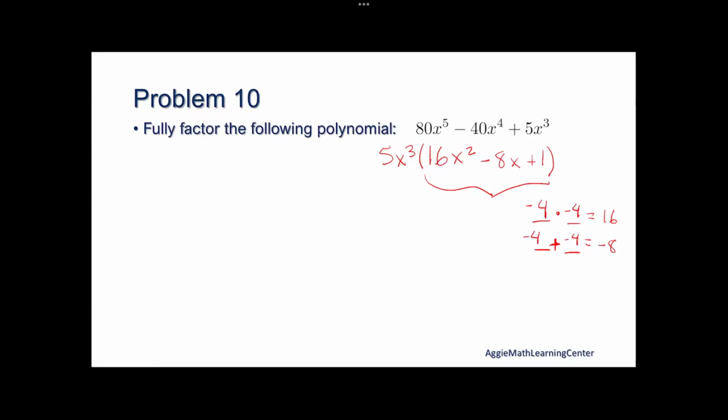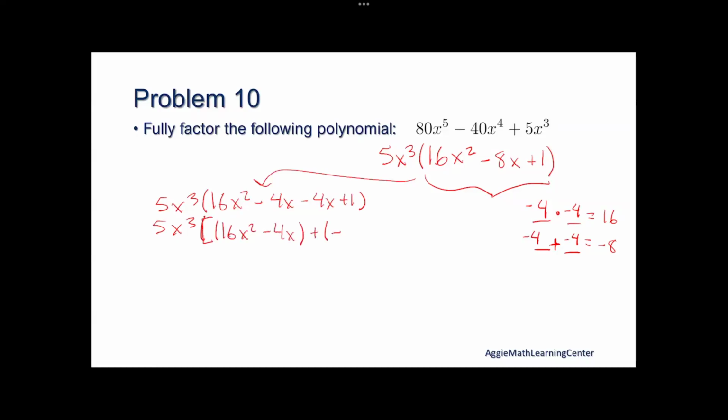Okay, and then we'll do the same thing. I'm gonna bring it over here so I have a little more room. 5x cubed, 16x squared, and then we'll break up that middle term, minus 4x minus 4x plus 1. Okay, and then from here, we're gonna group our terms together, and I'm gonna rewrite it just like Kenna did so we don't lose track of that negative. I'll put big brackets around this. So we got 16x squared minus 4x plus -4x plus 1.